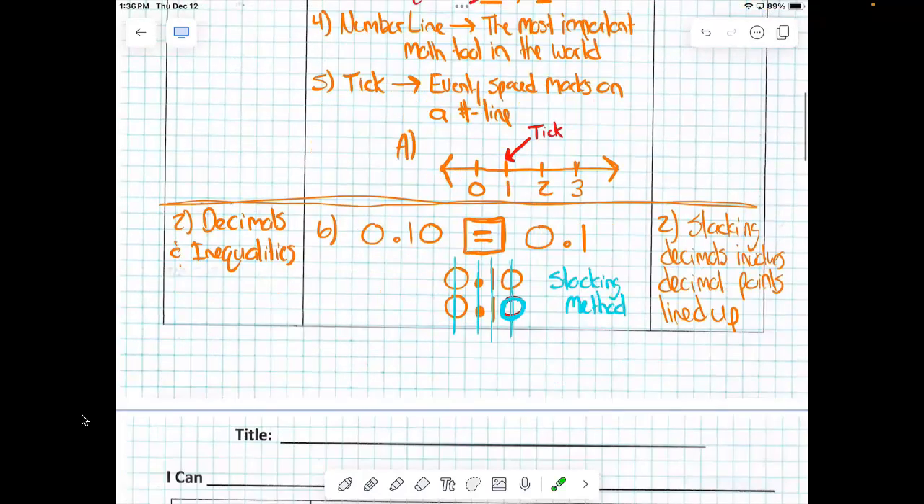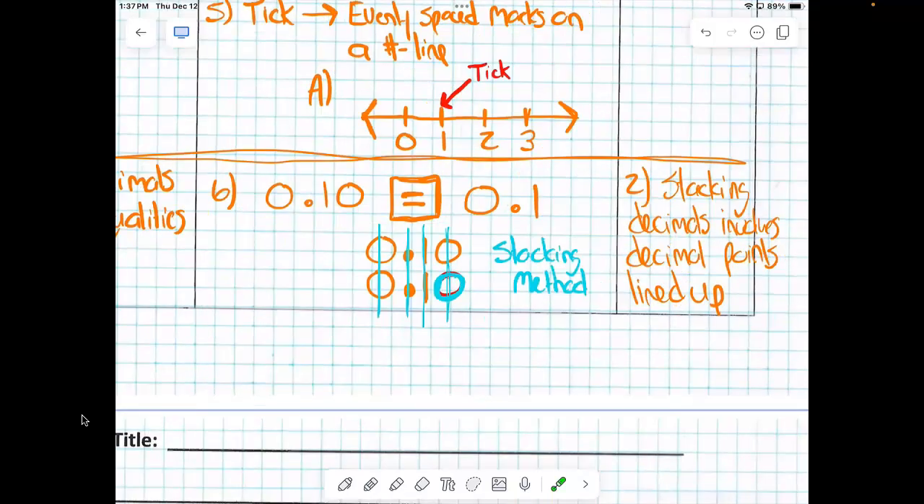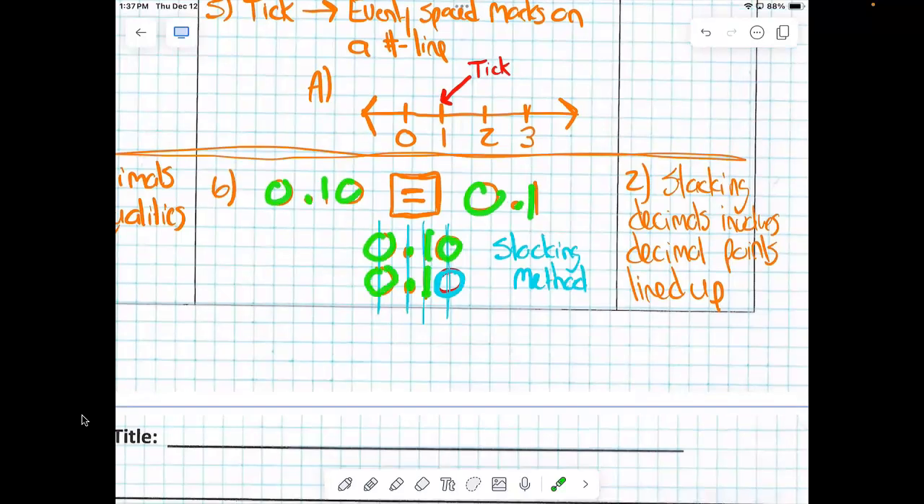All right, I gave you two numbers. I gave you 10 hundredths and I gave you 1/10. And you needed to tell me which one was greater, which one was less, or if they were the same thing, yes? We did this thing called the stacking method to help prove what the answer was. So we took 0.10 and we wrote it underneath our problem. And then we took 0.1 and we lined up our decimals and wrote it underneath our first number, yes?